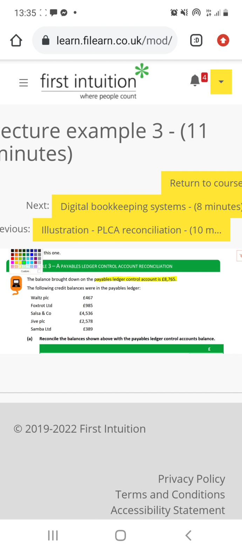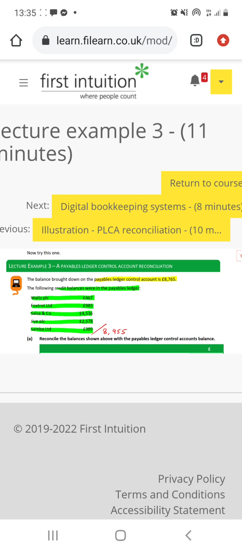Now, what they then do is give us the list of credit balances from the payables ledger. So this tells me who I owe. So we've got Waltz, we've got Foxtrot, Salsa, Jive, and Samba here, and the amounts we owe them. Now, if we add that little lot up, if I look at what we owe each individual supplier and total that, I get the 8955.